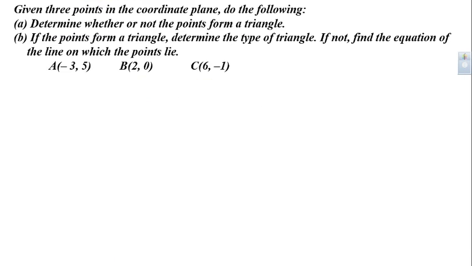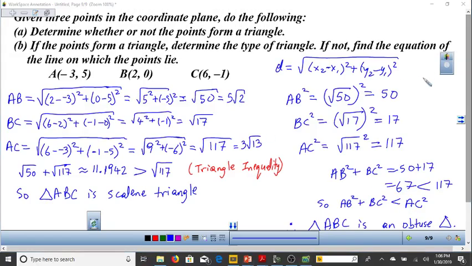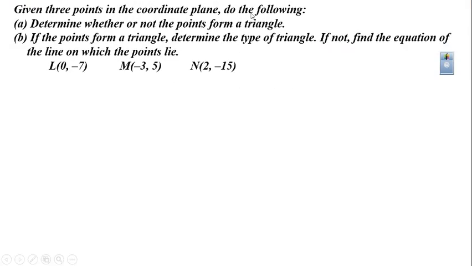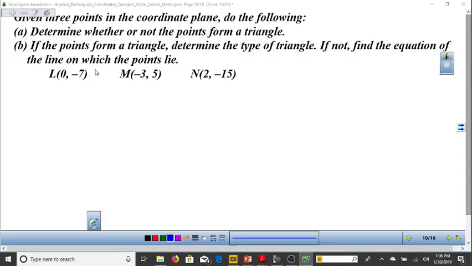Our next example, same instructions. This time, however, we're dealing with 3 different points. And let's see what happens here. As before, we will write our distance formula. D is equal to the square root of x2 minus x1 squared plus y2 minus y1 squared. And we'll find our side lengths.